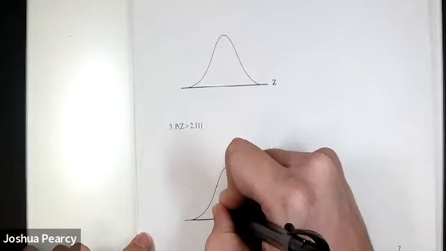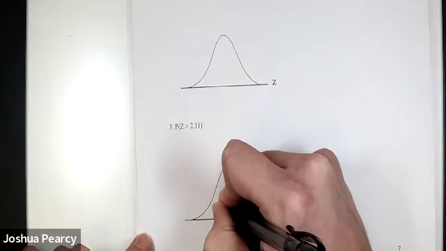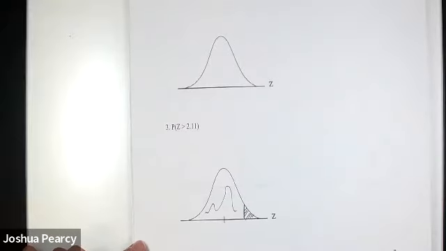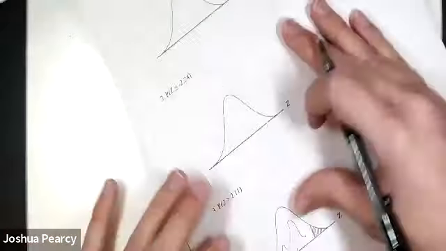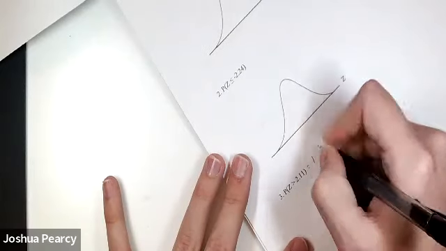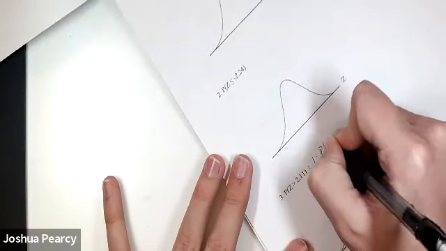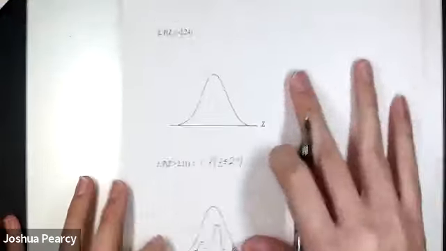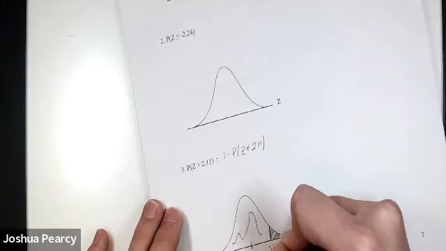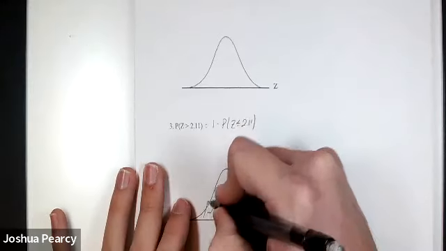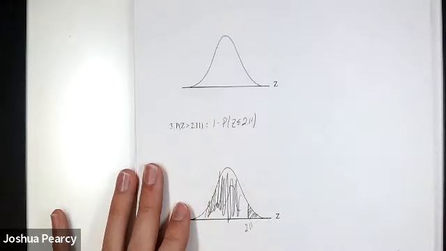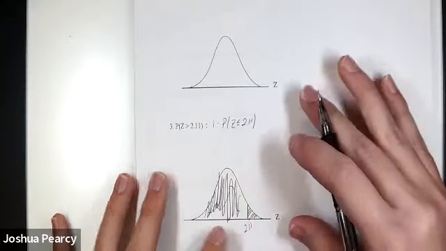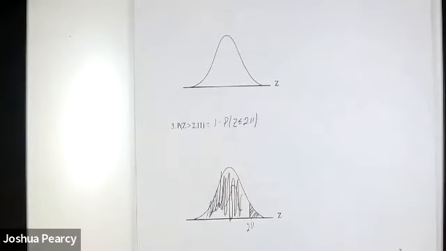So find this area here first. Find all of this. And how do you do that? You just look up the probability of z being less than or equal to 2.11, and that'll tell you all the area to the left here. And then to find the area to the right, you just take 1 minus the area to the left. So what's the area to the left of 2.11?